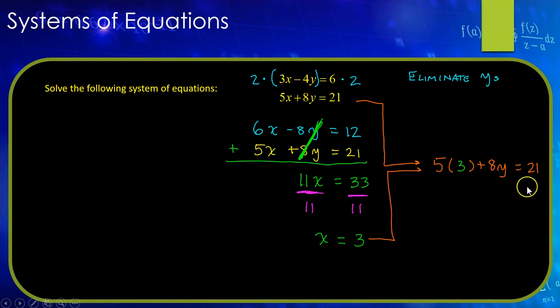So I have 5 times 3 plus 8y equaling 21, which means that 15 plus 8y equals 21. When I subtract 15 from both sides, I get that 8y equals 6. And dividing both sides by 8 gives me 6 divided by 8, which does simplify into 3/4.